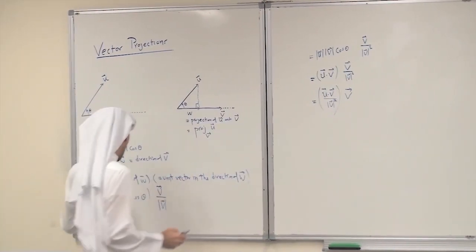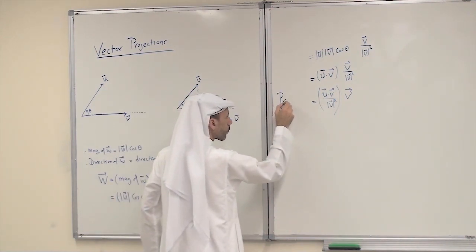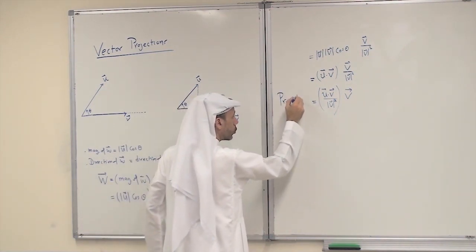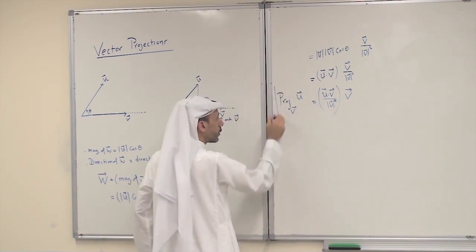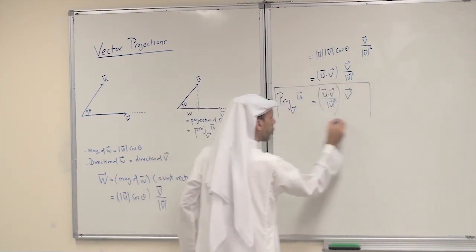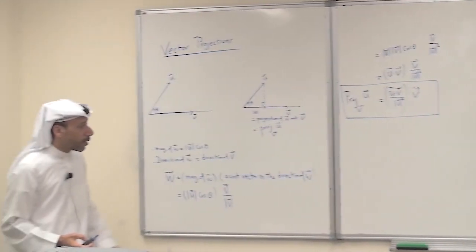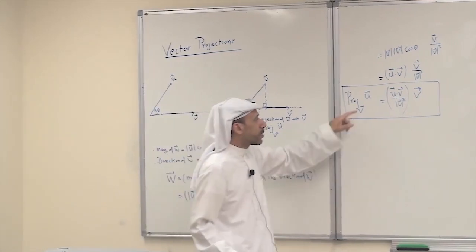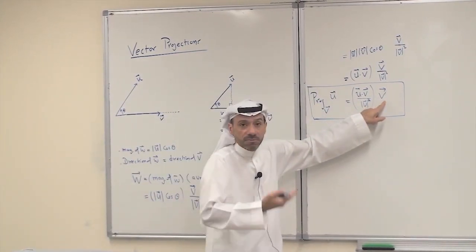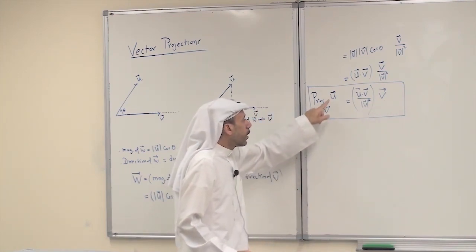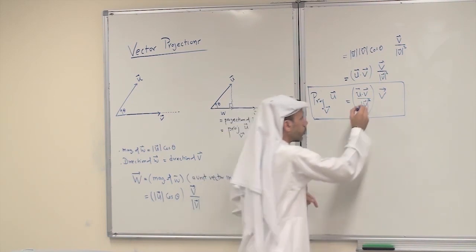And this one, W, we call it the projection of U onto V. So this is the definition of the projection of a vector on another vector. It is always the projection on V, so it is in the direction of V, a multiple of V: the dot product over the magnitude of V squared.